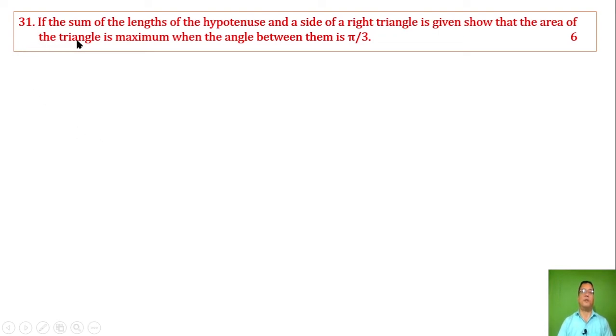If the sum of the length of the hypotenuse and a side of a right triangle is given, show that the area of the triangle is maximum when the angle between them is pi by 3.